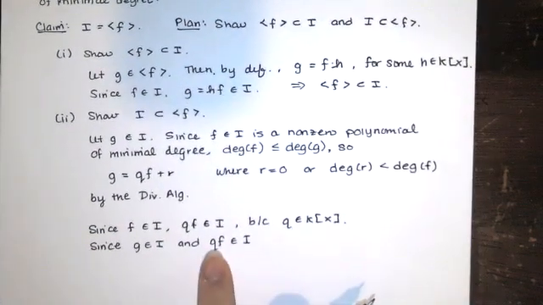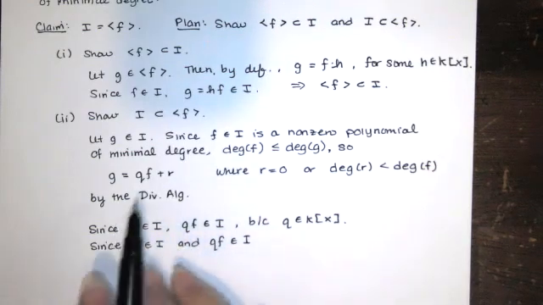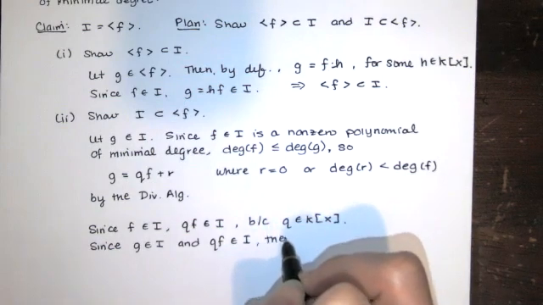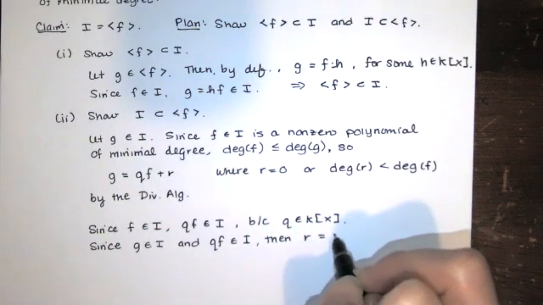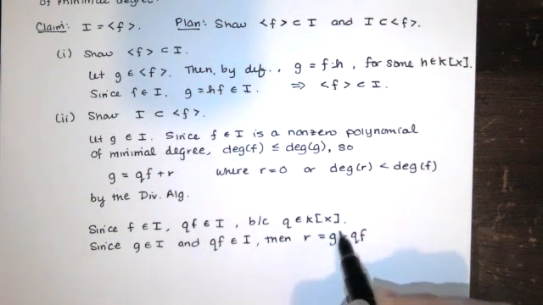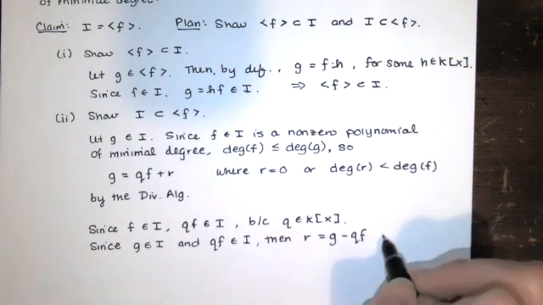Then obviously we could multiply this by -1 and it would still be in I. And if we multiply this by -1 and we add it to that, what we get is the polynomial r. So we have r equals g minus q times f. Since this is in I and this is in I, we can subtract those, and that will also be in I.